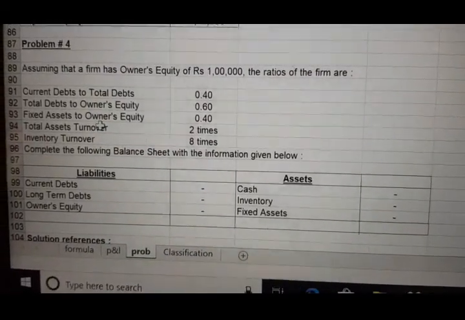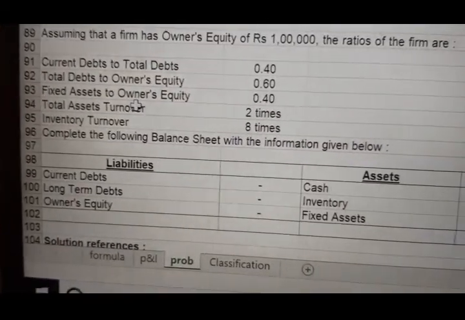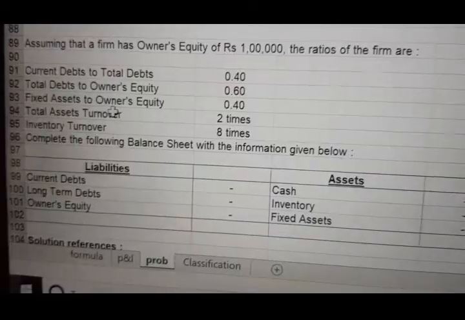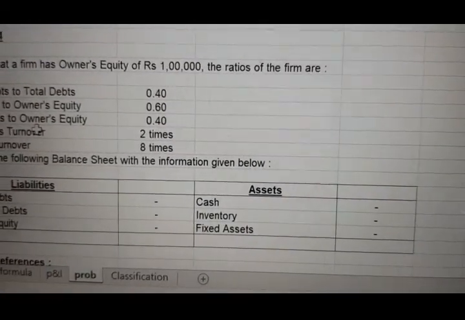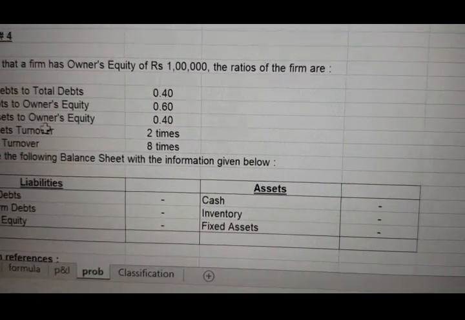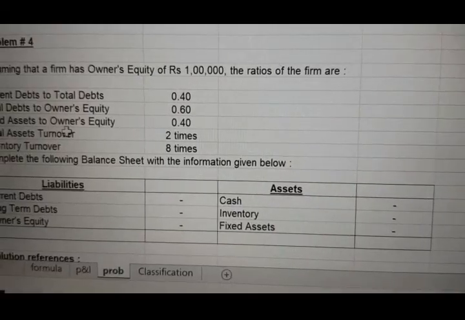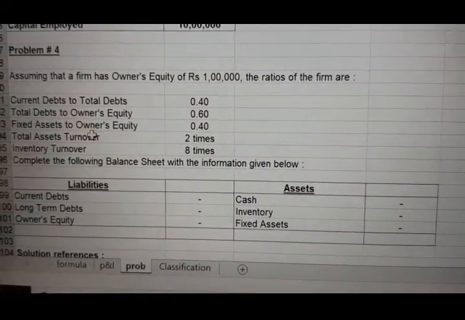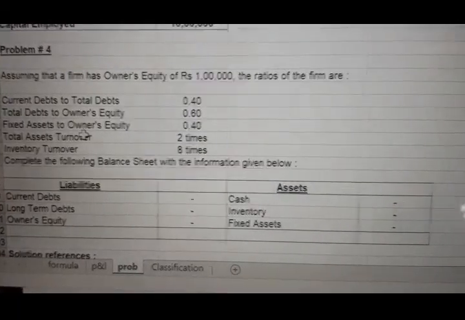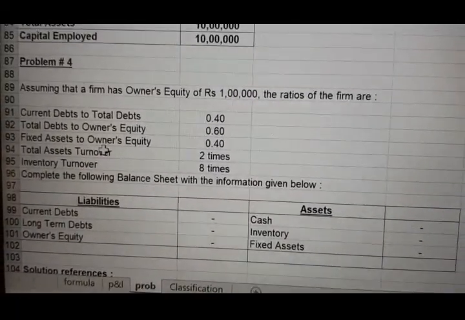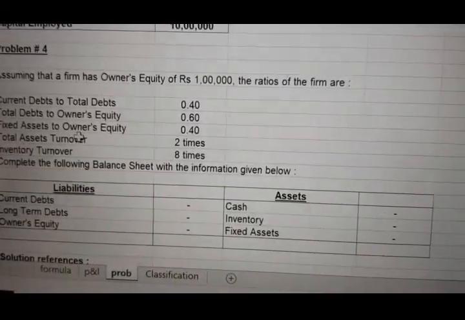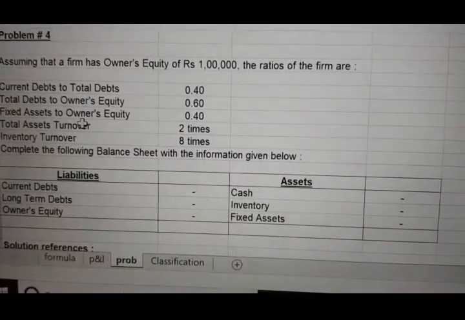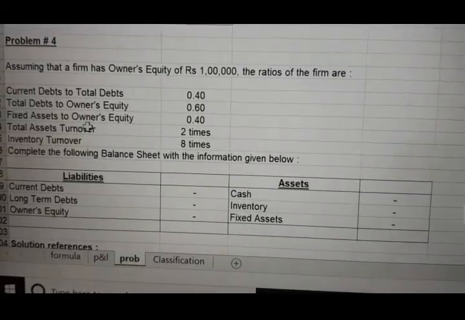On the liability side, you can see there are only 3 items: current debt, long term debt, and owner's equity. And on the asset side, cash, inventory means stock. Okay, which stock is coming to our balance sheet? That is closing stock. And fixed assets. See, a total of 5 ratios are given. Out of these 5 ratios, you have to find out the data and fill up the balance sheet. Just opposite to the earlier one.